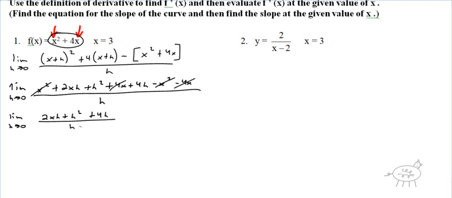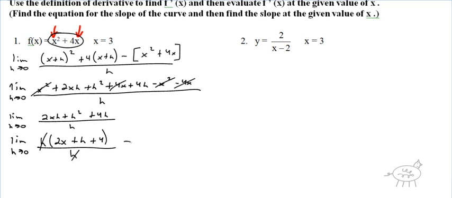Okay, and then what can I do? Because again, I want to get rid of that h in the bottom. Well, on the top, I can factor out an h. So the limit as h approaches 0 of h times (2x plus h plus 4), all over h. That cancels. Now I can do direct substitution. You can't do direct substitution if you're going to get a 0 in the denominator. But once the denominator is gone, I can plug it directly in.